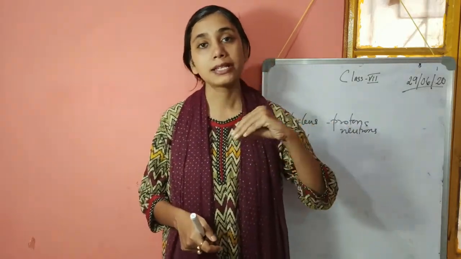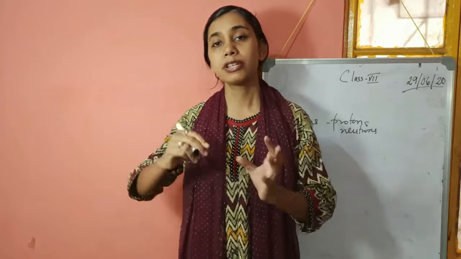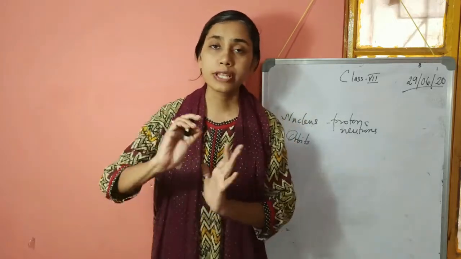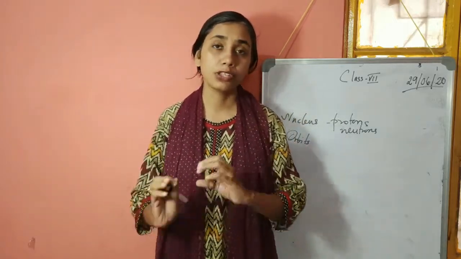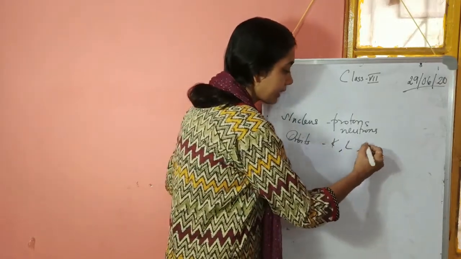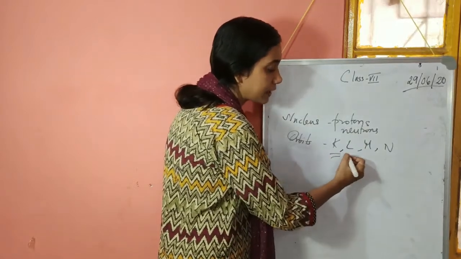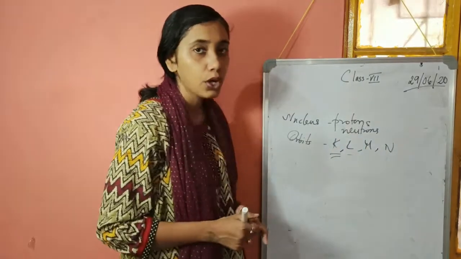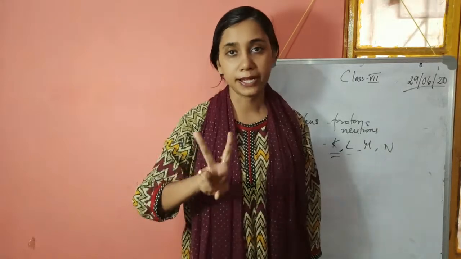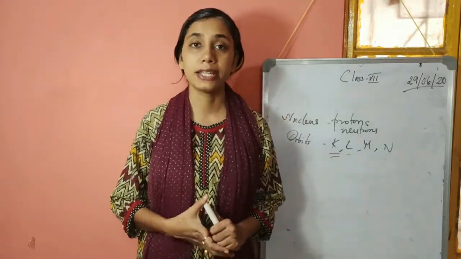Every orbit has a maximum capacity to hold electrons. Which orbit can hold how many electrons, there are certain rules, but those are not needed right now. Just to remember these orbits, they are given the names K, L, M, N and so on. So this is the first orbit, then second, then third and then fourth. The first orbit can have a maximum of 2 electrons, and the second can have a maximum of 8 electrons and so on.